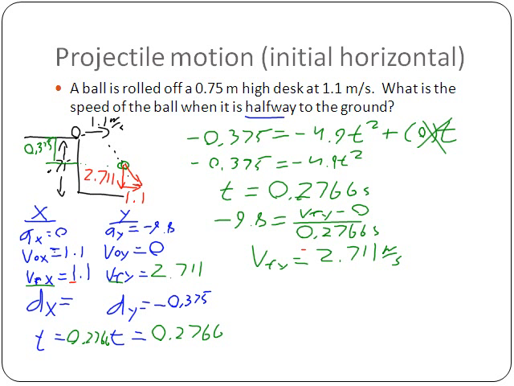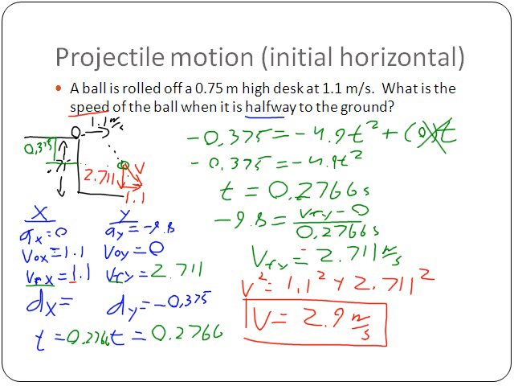If we're looking for the speed, speed is, remember, not a vector. That's just a scalar. That's just the magnitude of the hypotenuse right here. And so Pythagorean theorem time. v squared is equal to 1.1 squared plus 2.711 squared. And when we solve for that, I end up getting a velocity in this case of 2.93, which would round to two significant figures, so 2.9 meters per second. So 2.9 meters per second would be our final speed of this ball when it's halfway to the ground.